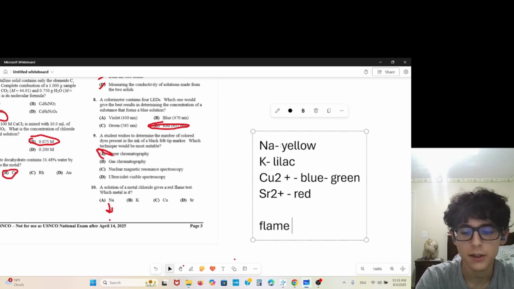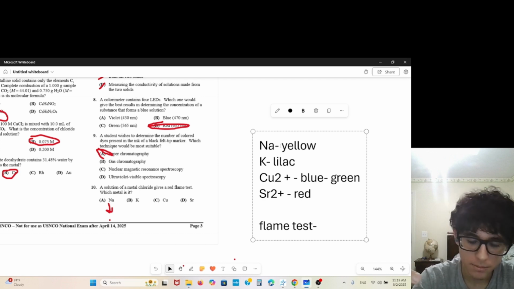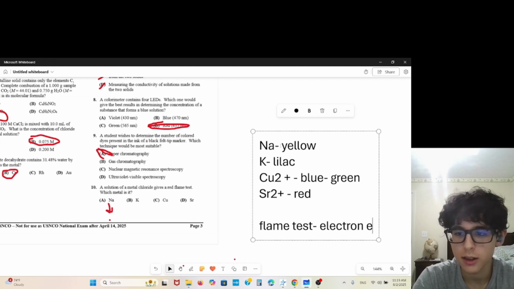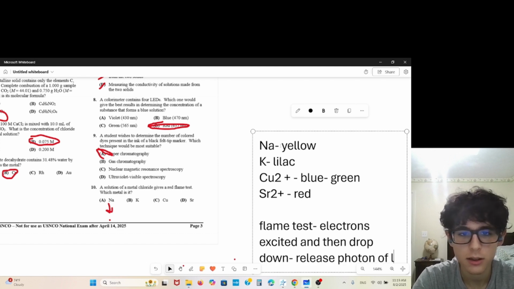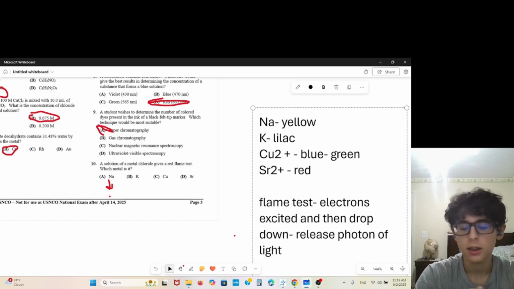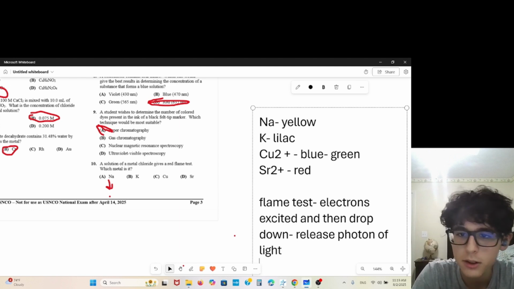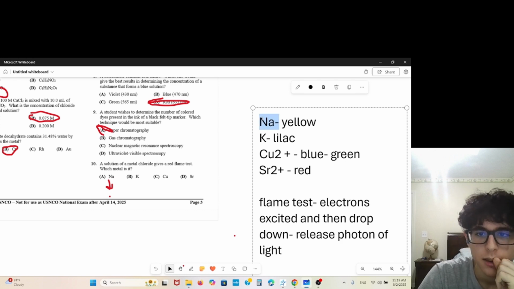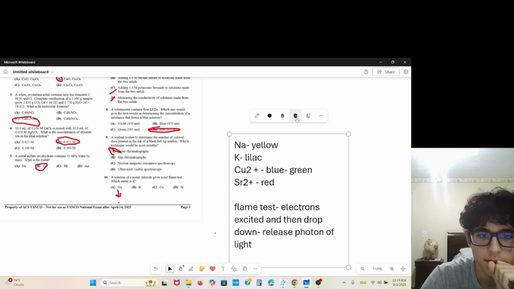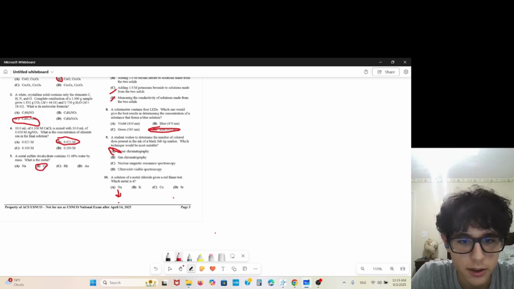So how does the flame test work? Your electrons are being excited and then drop down, and they release a photon of light. And that's the color. So it all depends on the gaps between the energy levels, stuff like that, that determines it. Like Na, K, everything is different, right? So yeah. All right. So the answer is D.